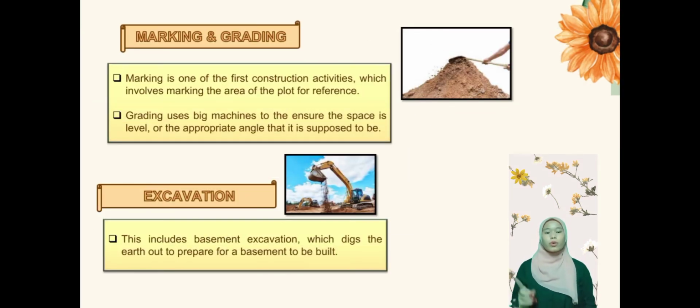Okay, number 1 is the activity marking and grading. Marking is one of the first construction activities, which involves marking the area of the plot for reference. Grading uses big machines to ensure the space is level at the appropriate angle that it is supposed to be.